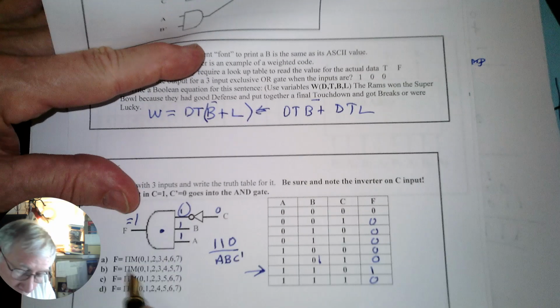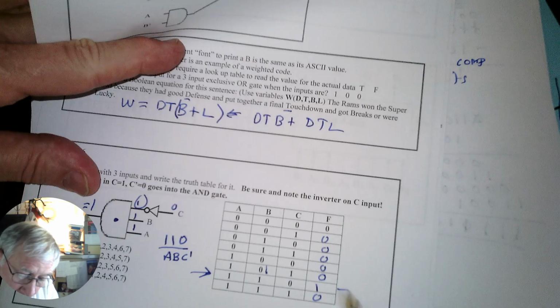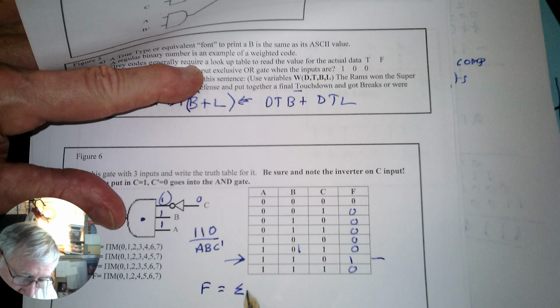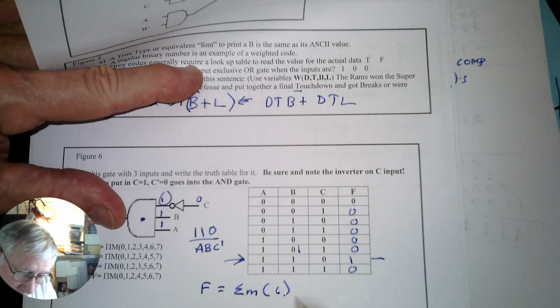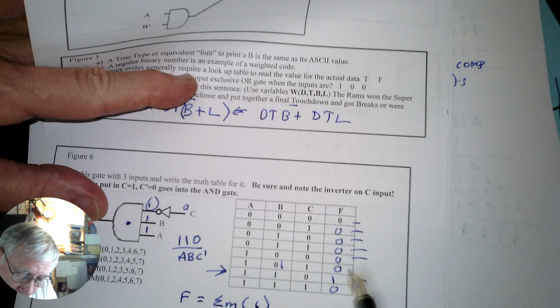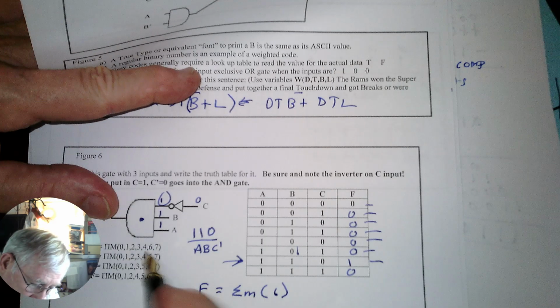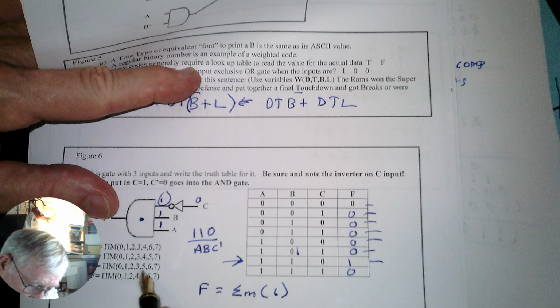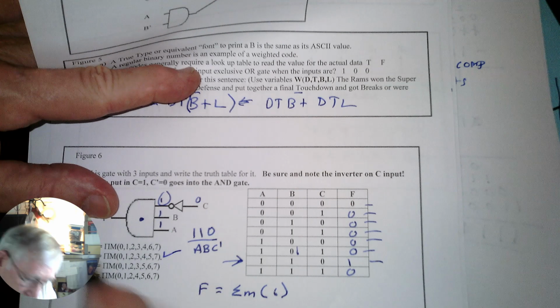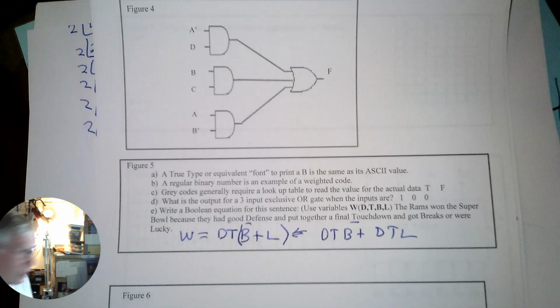And then, what would be the max terms? So the only min term, if you wrote it in min term form, you would have F equals the sum of the little m's, six. That's it. But for the max terms, you're going to have 0, 1, 2, 3, 4, 5, 7. It looks like it's that one right there, number B. All right.